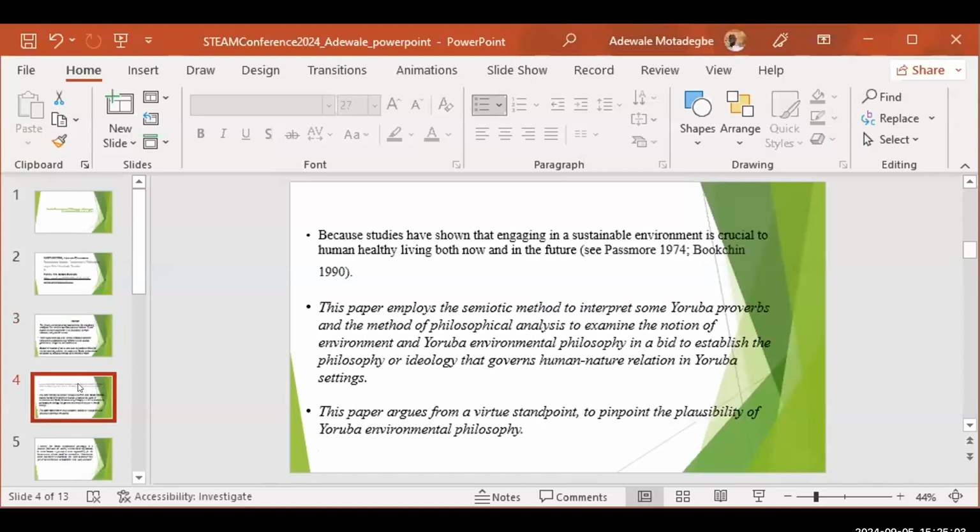And let me establish that, because studies have shown that engaging in a sustainable environment is crucial to human healthy living, both now and in the future. We all need this. Several studies have shown that.